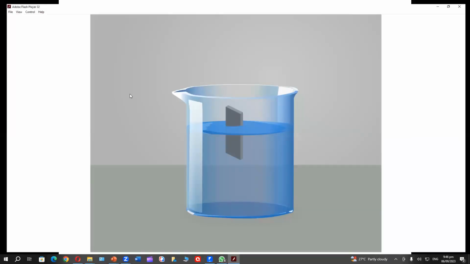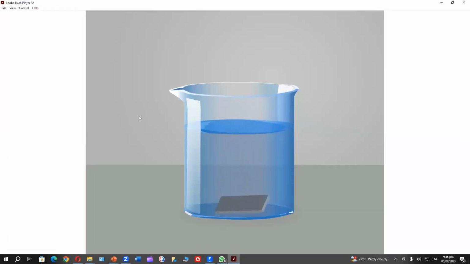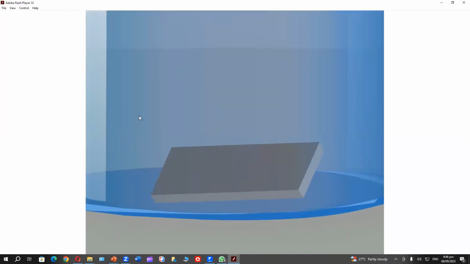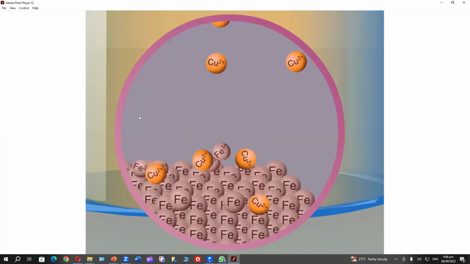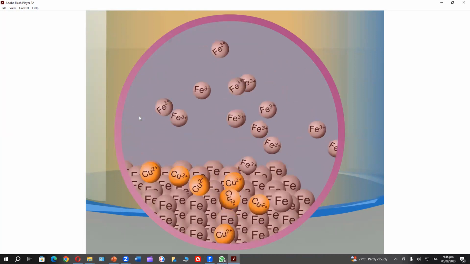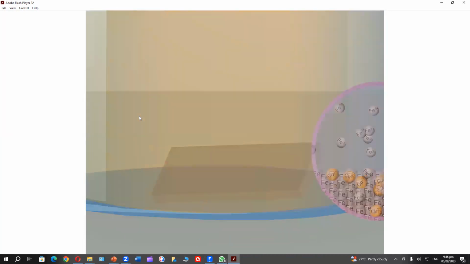If we place a piece of iron in a dilute solution of copper(II) chloride, the iron surface soon becomes covered by a layer of metallic copper, while the solution develops a yellow color. Iron replaces copper in the solution, which indicates that iron is more reactive than copper.